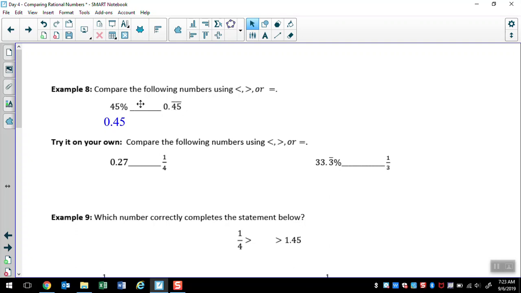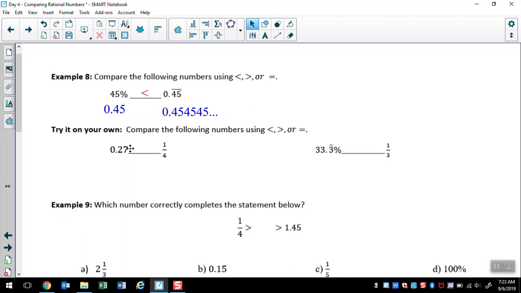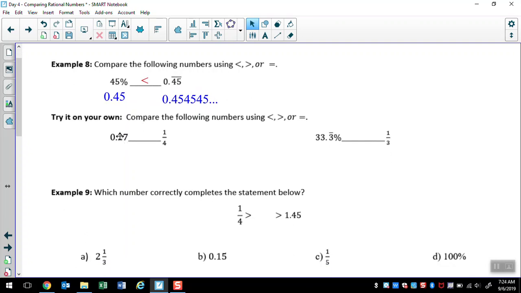All right, well, that kind of looks like it would be the same as this one. Maybe we should put an equal sign. But remember, this is repeating. That means that it keeps going. So if I were to extend that out, we then see that this one is actually bigger than 45%. All right, let's compare. Now I want you guys to try the next 2 on your own. Go ahead and pause the video now.